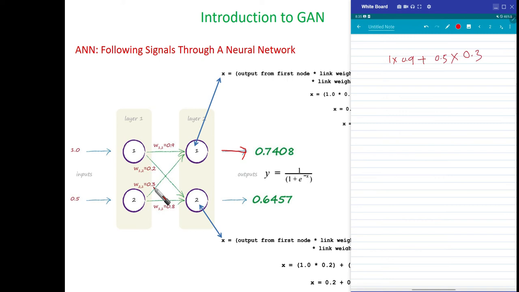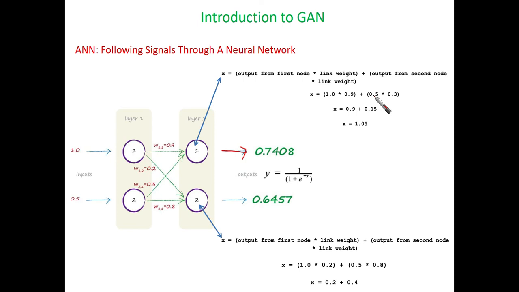So this is basically the input of this node, right? And exactly this is the case: 1 multiplied by 0.9 plus 0.5 multiplied by 0.3. If you do the simple math, you get X equal to 1.05. So we understand the input of this node is 1.05.